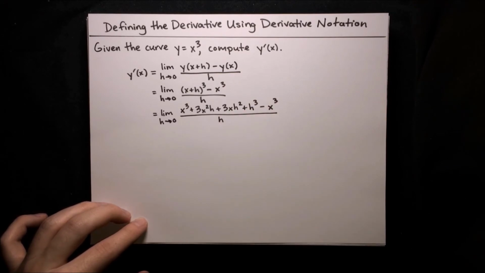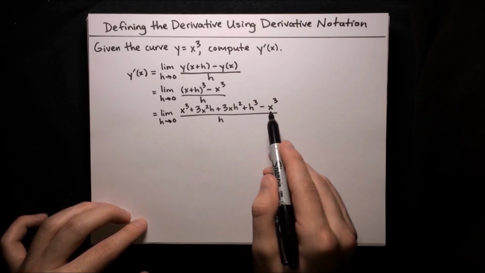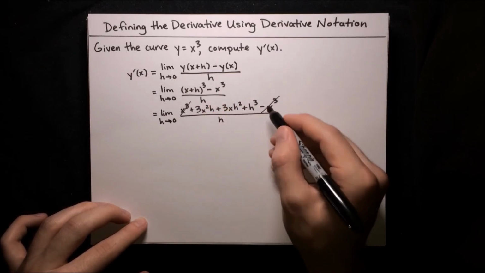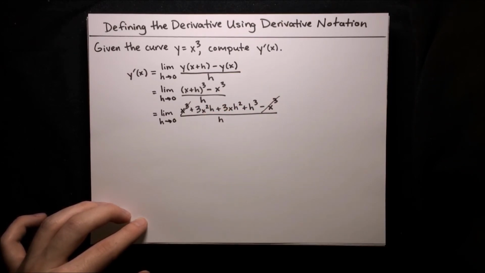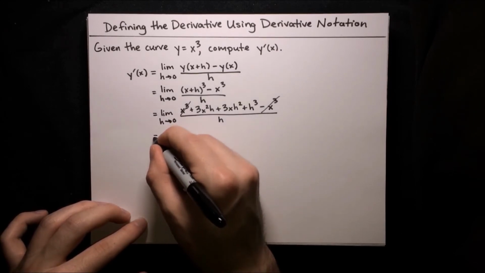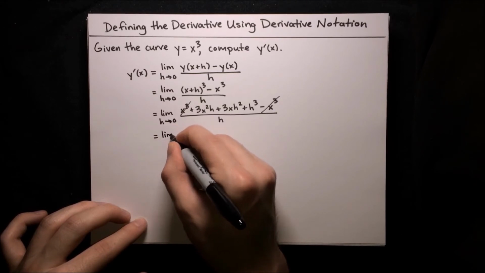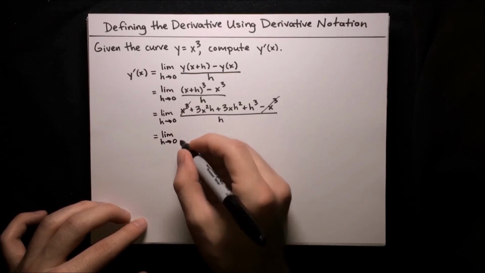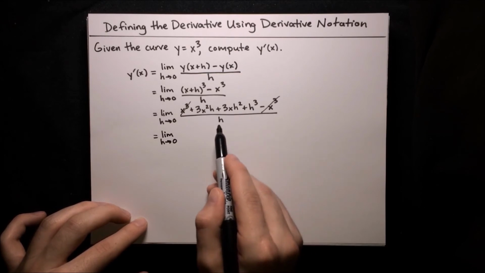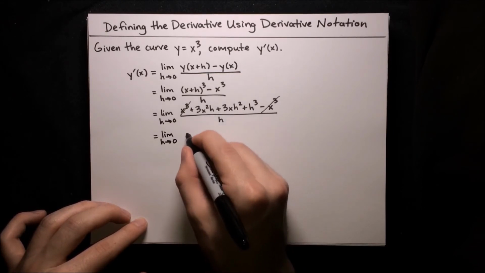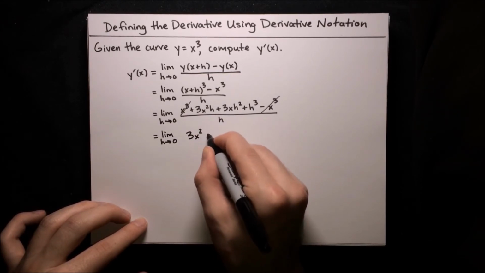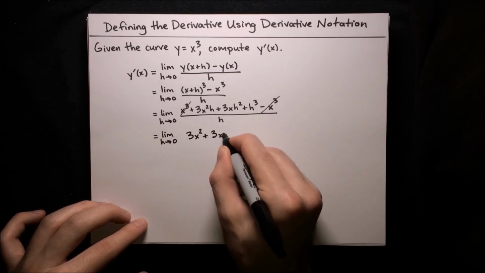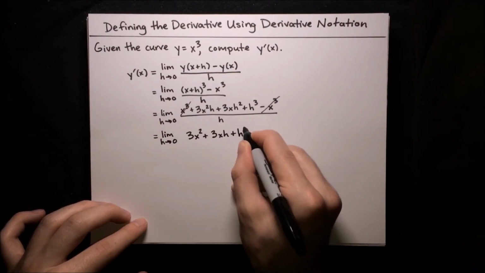Alright, so we've expanded out this numerator, and we see immediately that this x cubed cancels with this minus x cubed. Now the remaining terms all have at least a single copy of h in them, so we can go ahead and divide all of those by h, the denominator, and clear up that fraction. So this is limit as h approaches 0, divide each of these terms by this h in the denominator, and we just get 3x squared plus 3xh plus h squared.